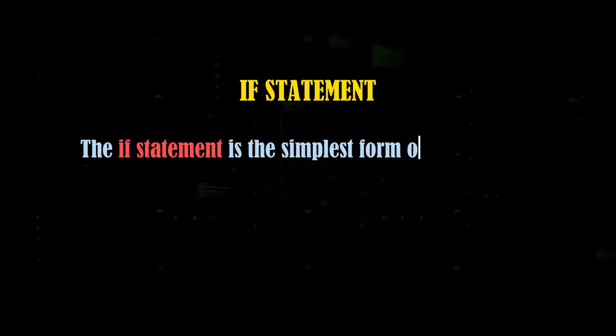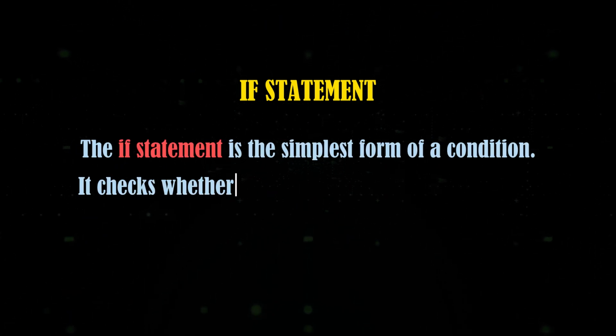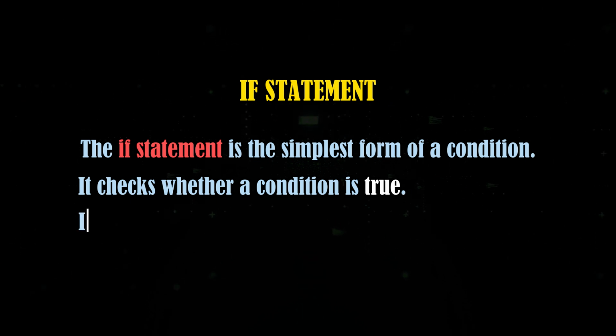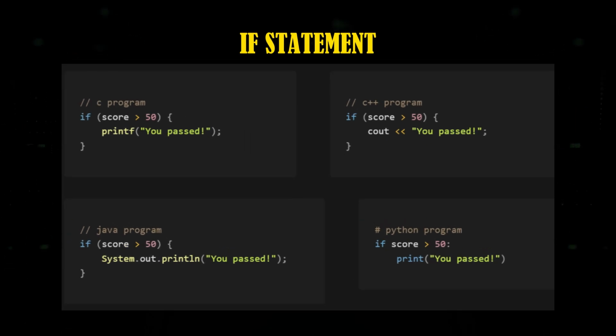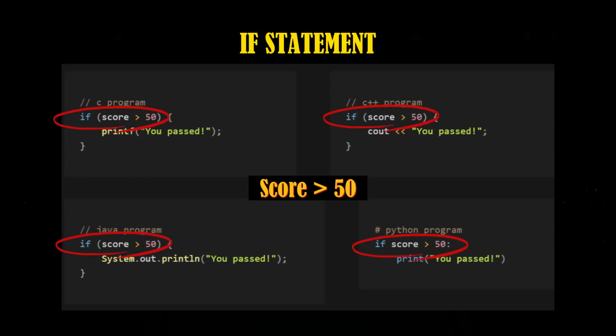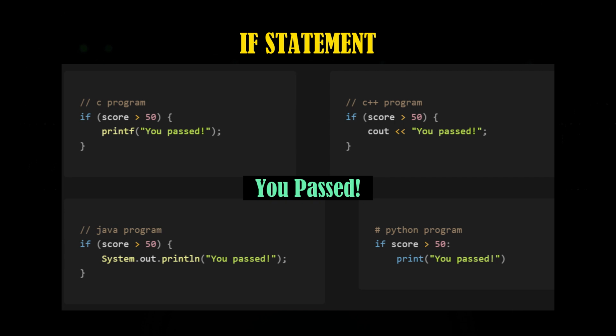If statement. The if statement is the simplest form of a condition. It checks whether a condition is true. If it is, the code inside the if block executes. Here, if score is greater than 50, the message you passed is displayed.